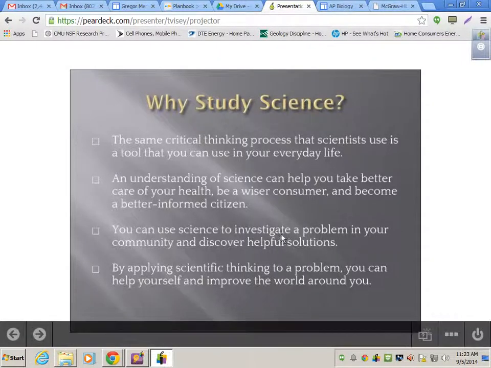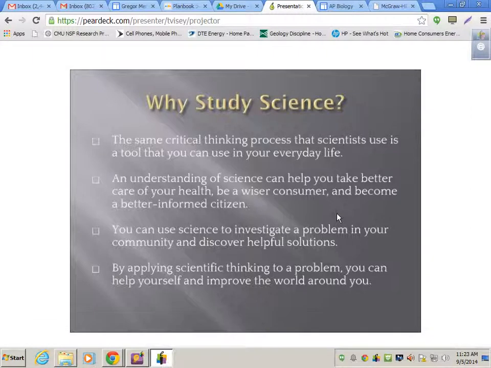You can also use science to investigate a problem in your community and discover helpful solutions. If we just ignore that stinky river called the Cass and the Tittabawassee and just ignore the smell and never addressed it, we would still have a highly polluted ecosystem. Is it still relatively polluted? Ladies, what do you think? Is it? Okay. Yeah, it's very polluted. But is it as polluted as, let's say, 10 years ago? No. Okay, so we are working on that as a community.